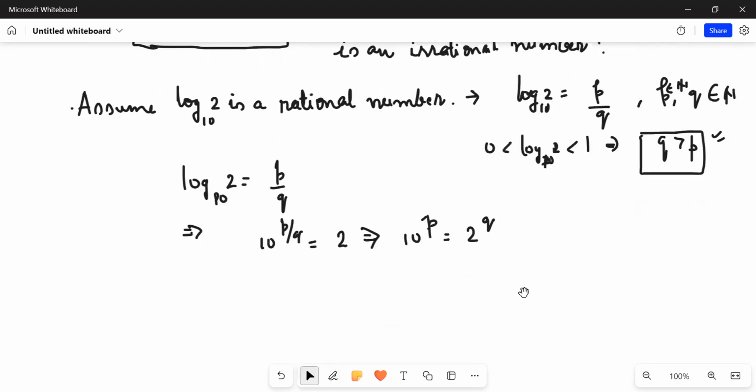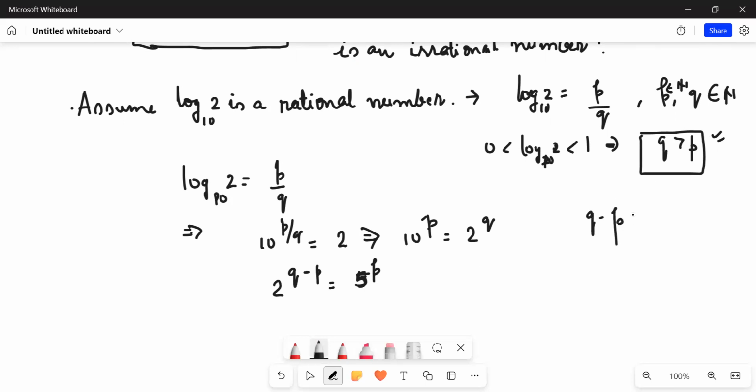If 10 raised to power P is equal to 2 raised to power Q, I can write 10 again into prime factors, that is 2 into 5. So what I'll get? I'll simply get 2 raised to power Q minus P is equal to 5 raised to power P. Now, see, in any case, Q is a positive integer, P is a positive integer, so Q minus P is a positive integer only. Okay, so Q minus P is also a positive integer.